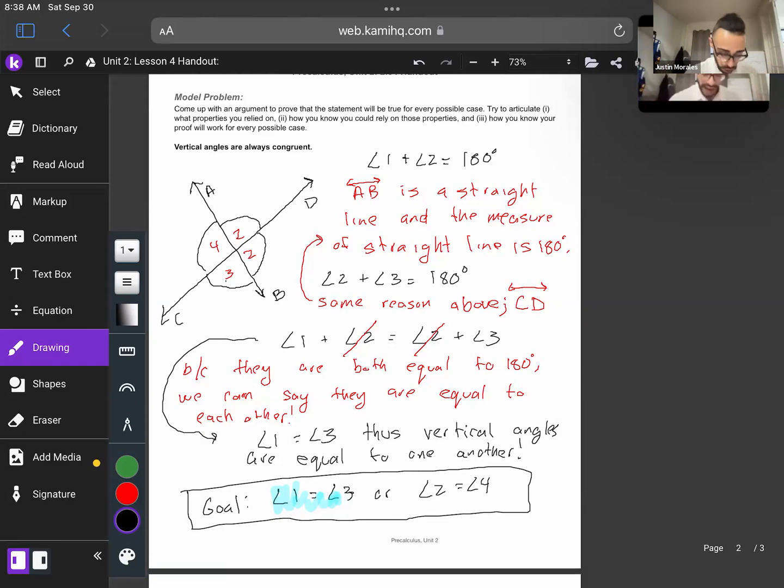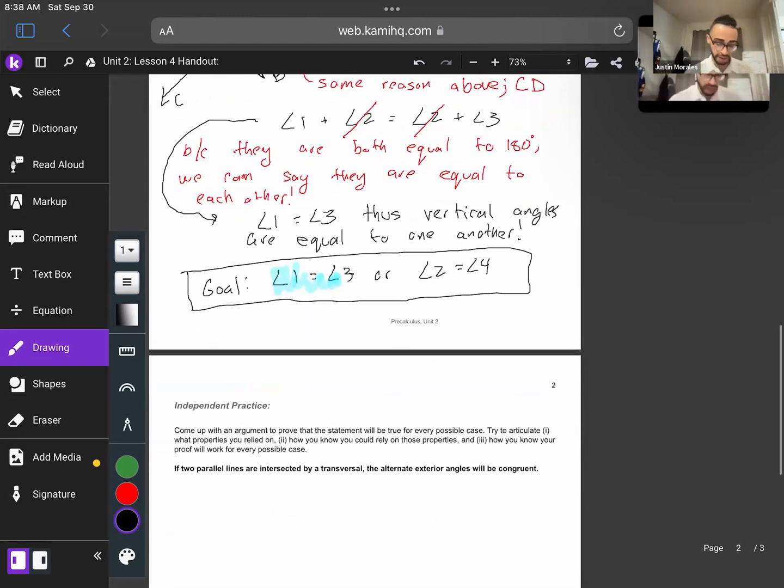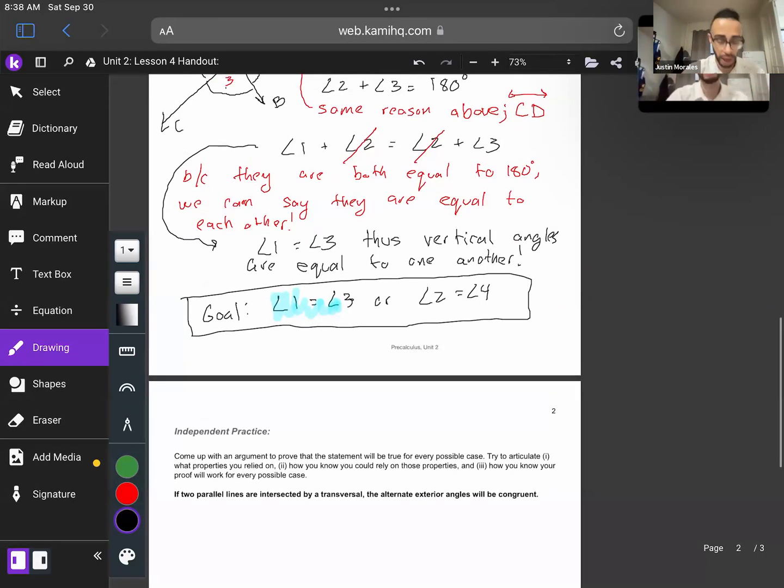So you're going to go ahead and do this as well. This time, you're going to prove that if two parallel lines are intersected by a transversal, then the alternate exterior angles will be congruent. I'm going to provide some math rules and properties you may want to utilize in this proof, but it's going to be your job to figure out in what order you're going to have to use them. So good luck, guys, and get ready for a debrief.